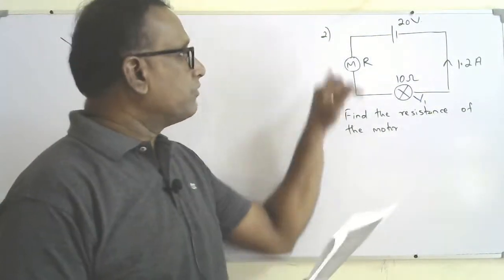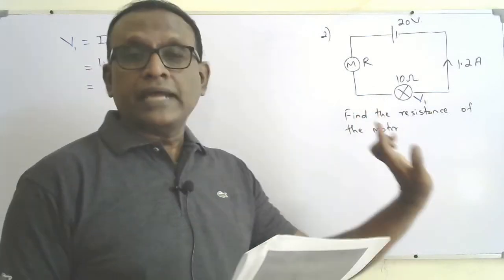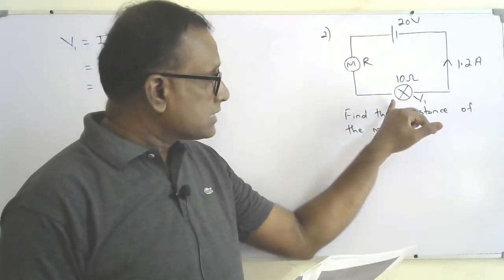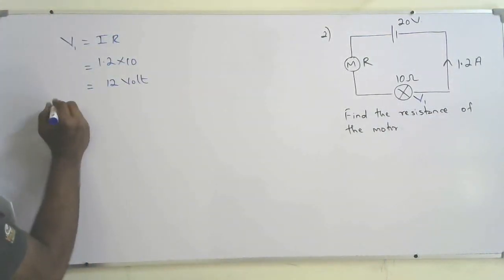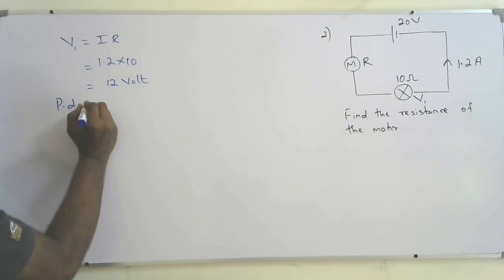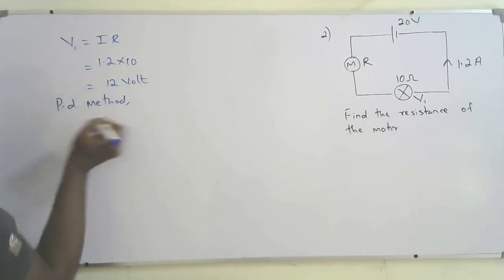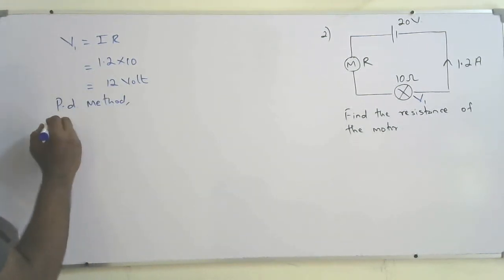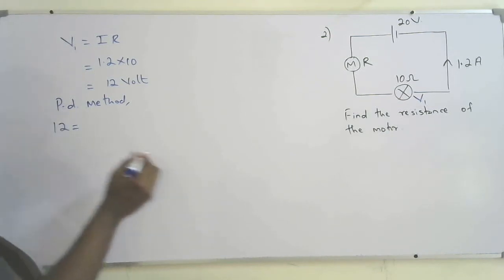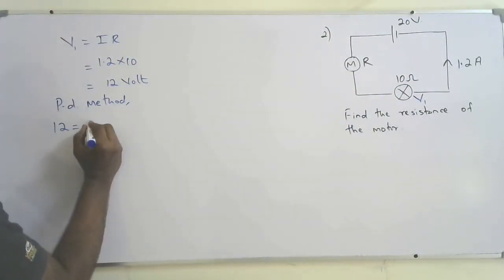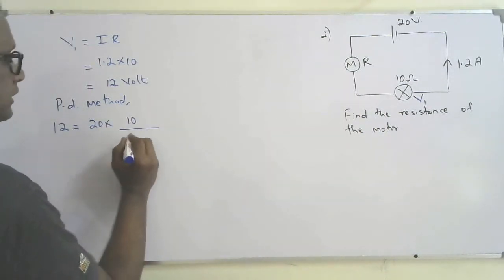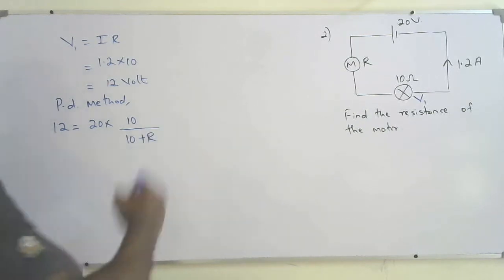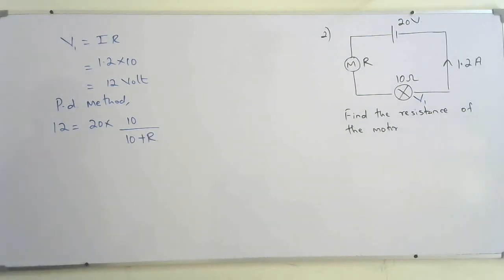That means the voltage will be divided across the motor and the bulb in the ratio of their resistance. I know the resistance of the bulb, 10 ohm, and the voltage across it. I found it now. So I can use the potential divider method. If I use the voltage across the bulb, that is 12 volt, 12 is equal to the total applied voltage 20 into the resistance of the bulb, that is 10, over the total resistance 10 plus R. So that's the potential divider method I'm using for the voltage of the bulb.